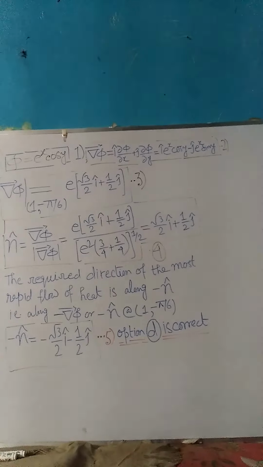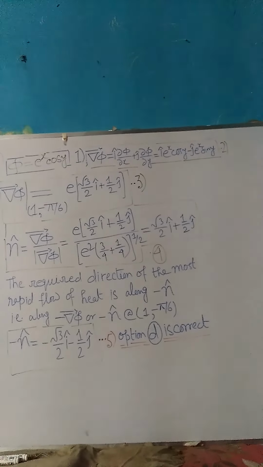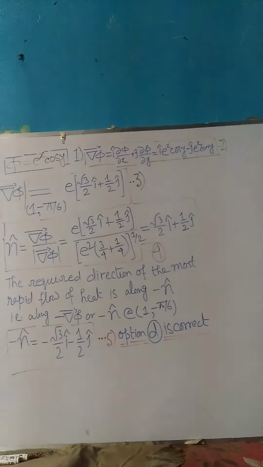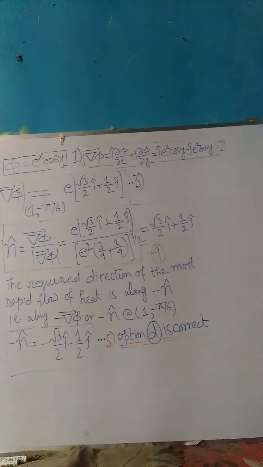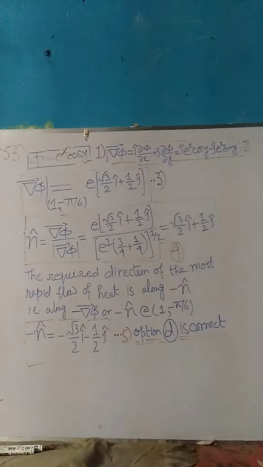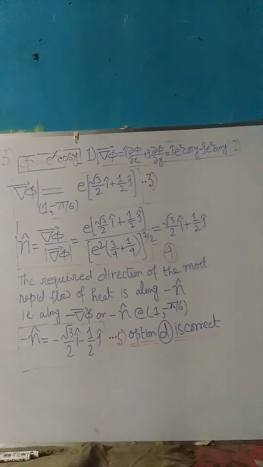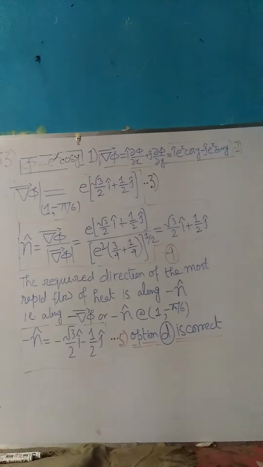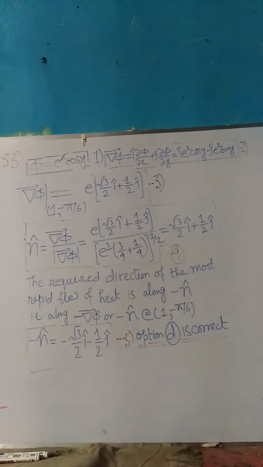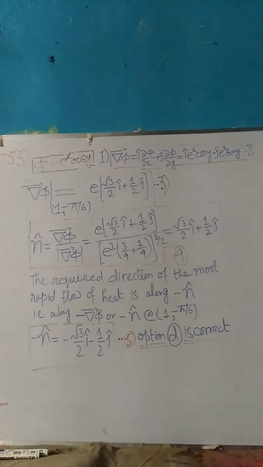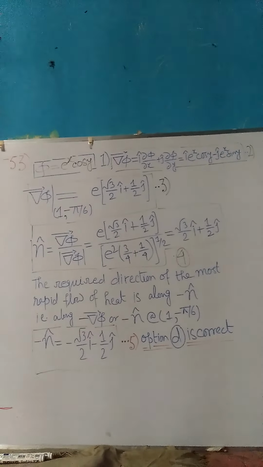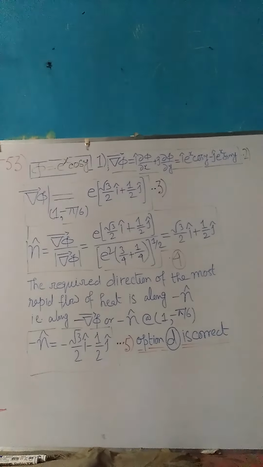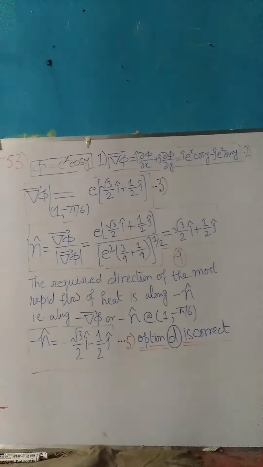So all we need is the unit vector along the gradient of phi at the point P, that is 1, minus pi by 6. For this, the gradient of phi at 1, minus pi by 6 is found as shown in equation 3. Equation 3 is very important in the context of the problem, so please pay attention to equation 3 after looking at equation 1 and 2 carefully.